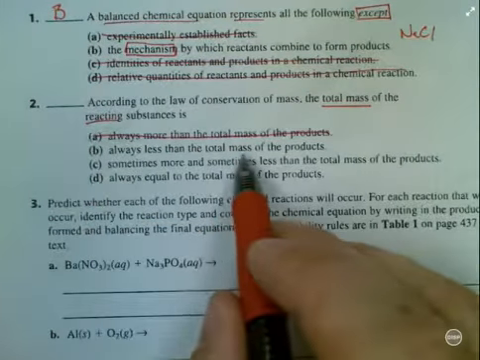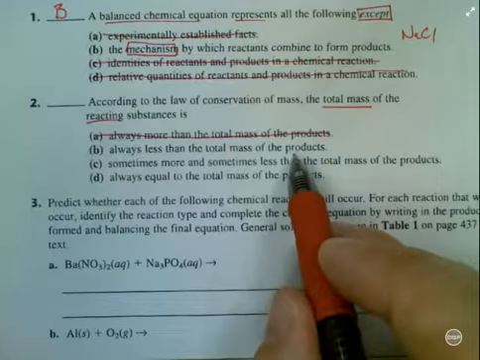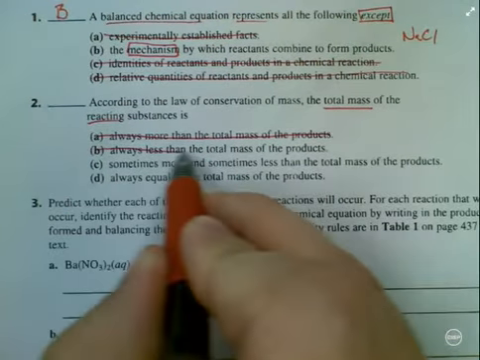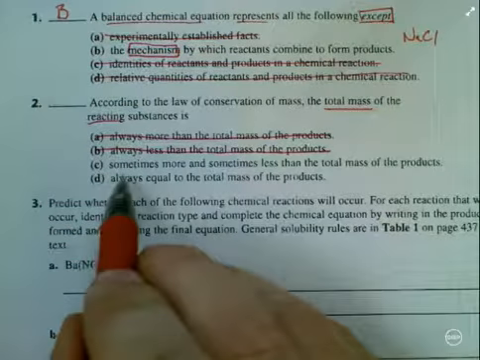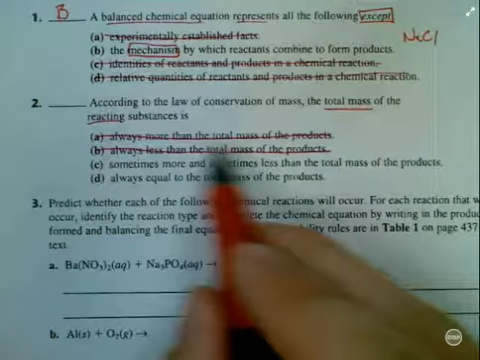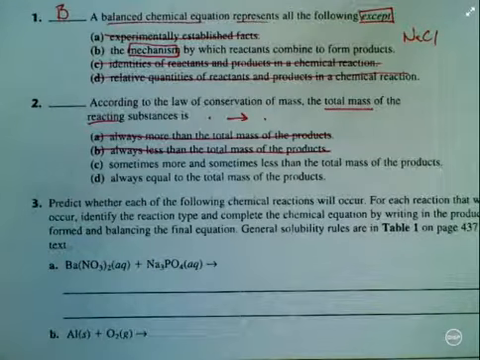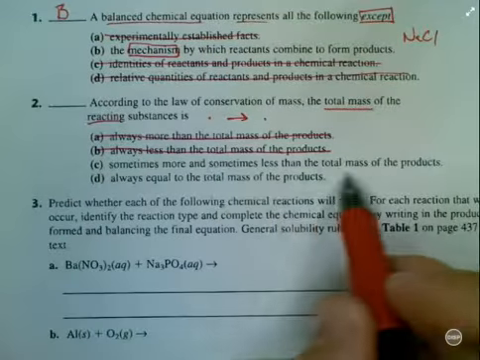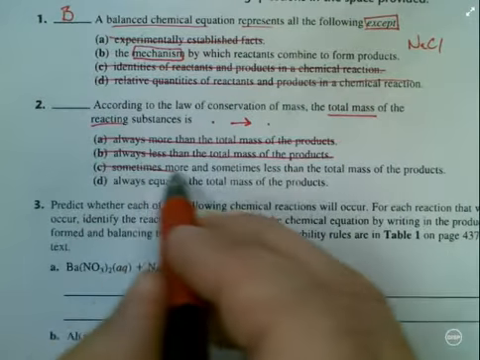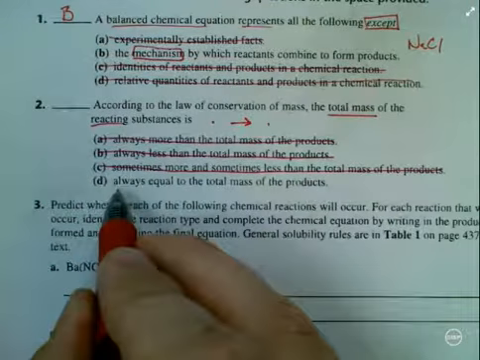Always less than the total mass of the products. No, we need sameness. That's what we're looking for here. The same on both sides of the reaction arrow. So you see my reaction arrow, whatever's on this side has to have the same mass as whatever's on that side. Sometimes more and sometimes less than the total mass of the product? No, we can't have more or less.